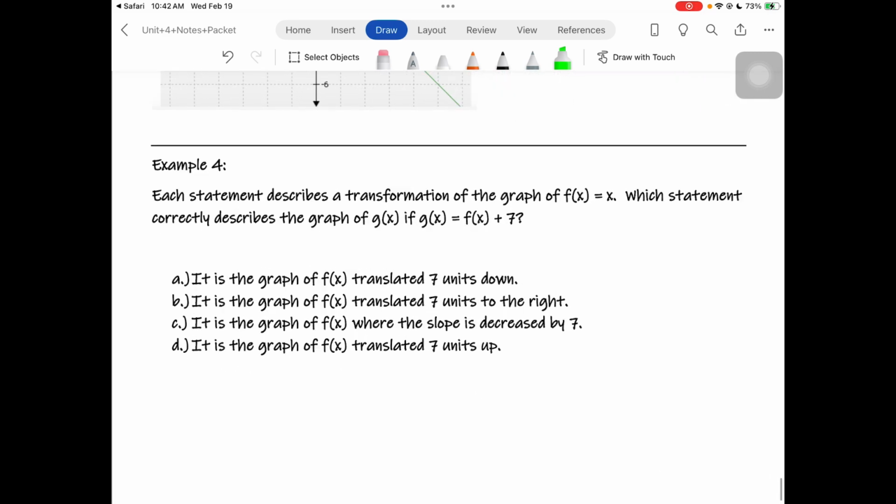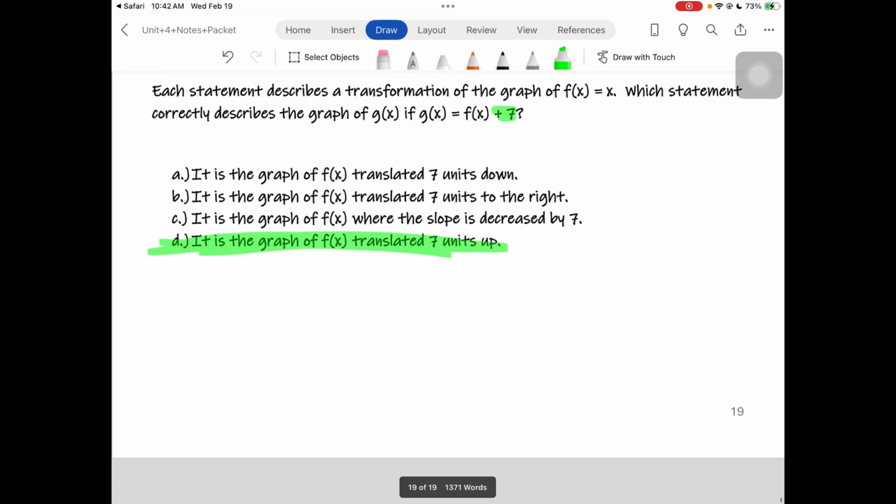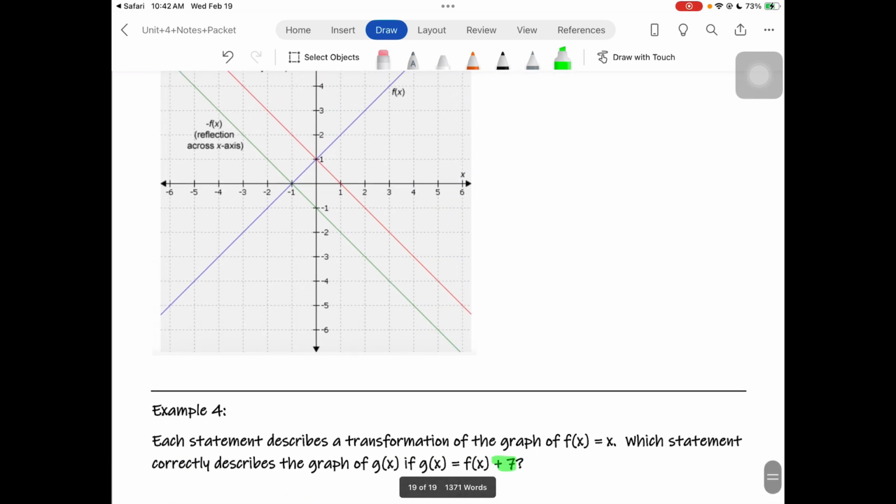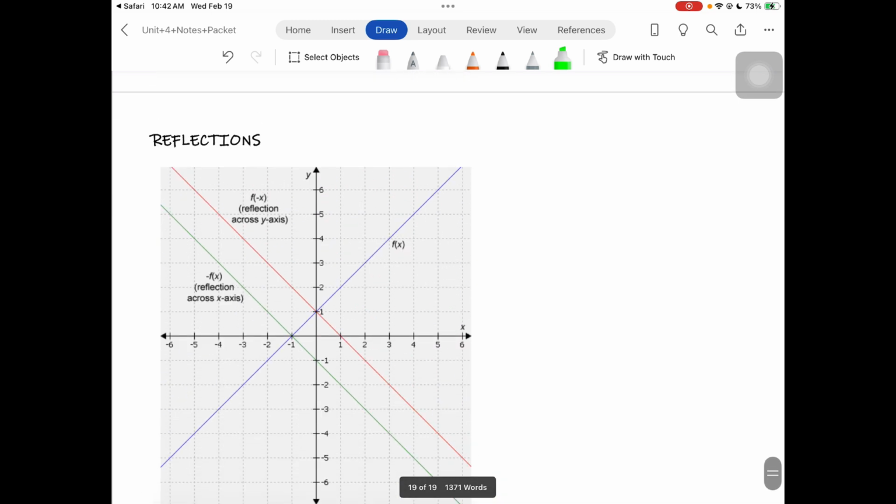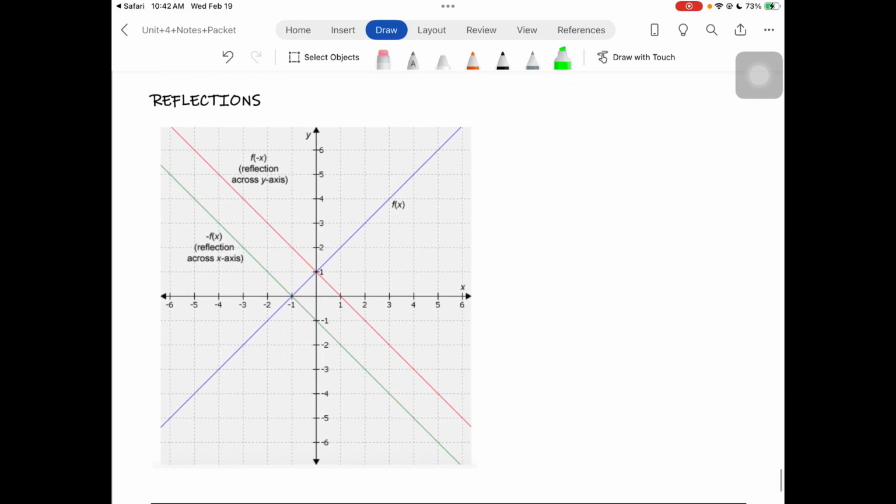Each statement describes the transformation of the graph of f of x equals x. Which statement correctly describes the graph of g of x if g of x equals f of x plus 7? We would take f of x and translate it 7 units up because we're adding 7. And that's it. If you do get a question about reflections, we're just dealing with a negative value.